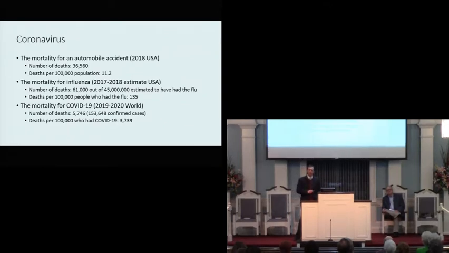So if you were in an automobile accident in the year 2018 in this country, there were about 36,560 people who died. And of those accidents, that yielded about 11 deaths for every 100,000. The mortality from the flu, so this data from the flu is still being calculated and worked through, but we estimate in the year 2017 to 2018, that flu season, that winter that was 2017 into 2018, that there were about 61,000 people who died out of 45 million people who had the flu. So that would be about 135 deaths for every 100,000 people who had the flu.